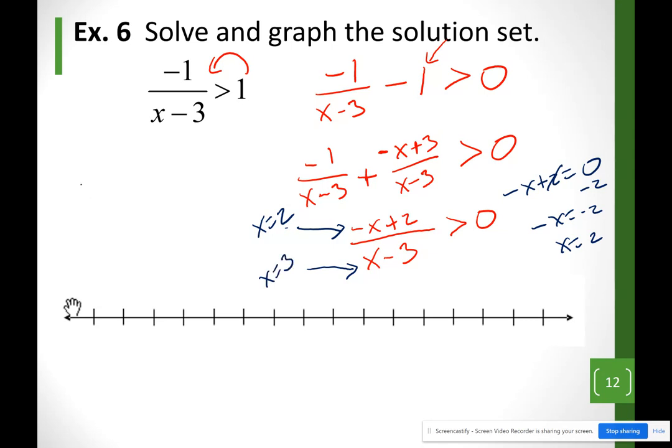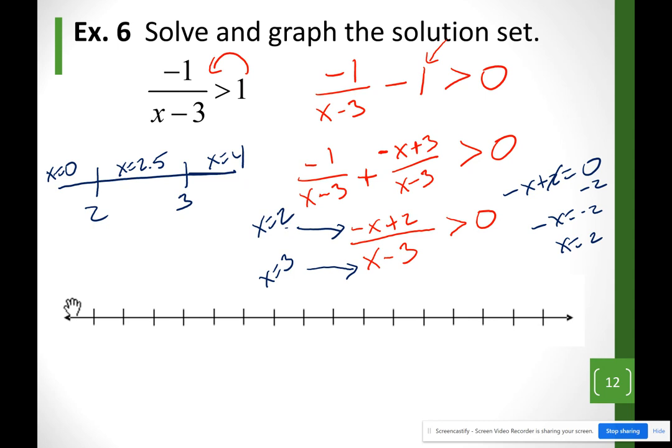Okay, so now I'm going to do my number line, and I'm going to separate it into 2 and 3. I'm going to think of any number less than 2. 0, that's easy to work with. Any number between 2 and 3, how about 2.5? Any number bigger than 3, how about 4?